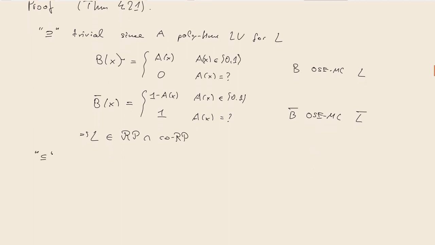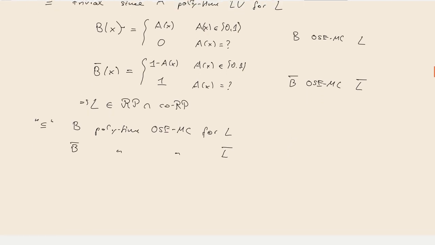The other direction is slightly more interesting, because now we're given an L that's in the complement. So that means we have a polytime one-sided error Monte Carlo algorithm B for language L, and we have the same thing, B bar, for the complement language of L, and we now should construct a Las Vegas algorithm for that same language. And we can construct one by running B of X and B bar of X, and depending on the outcome, we accept or reject the input X.